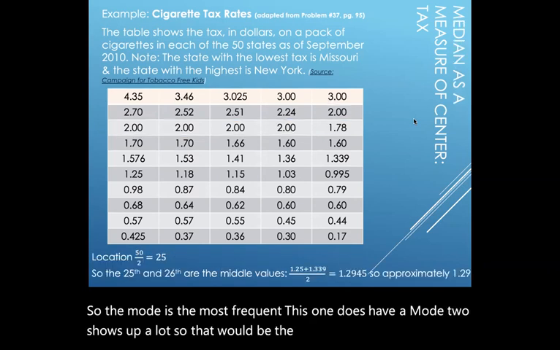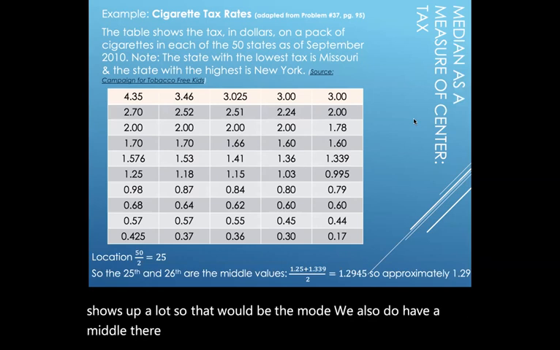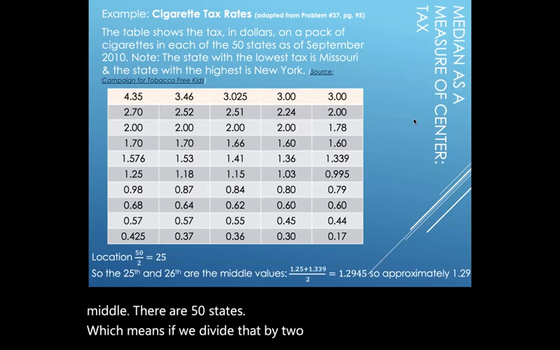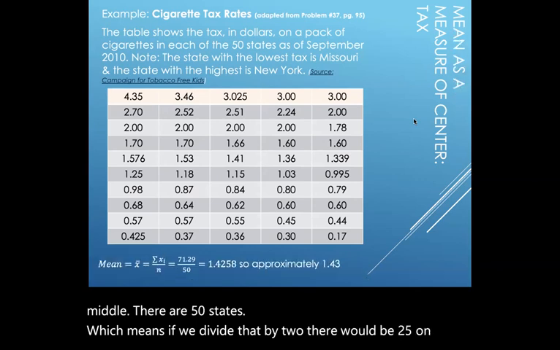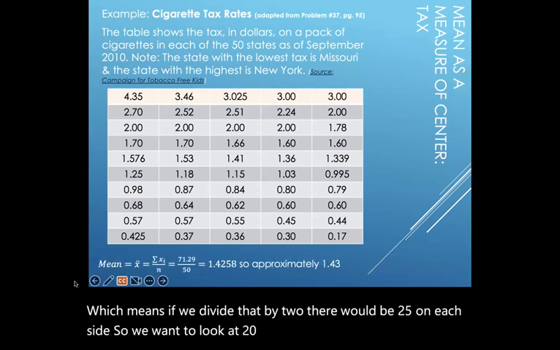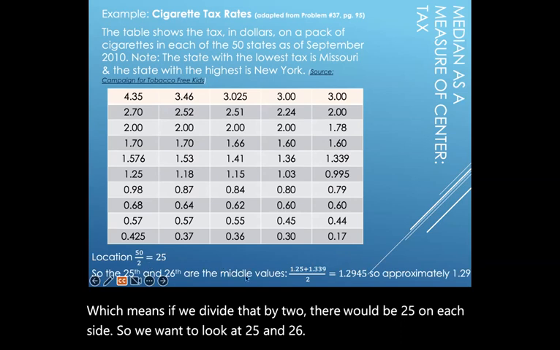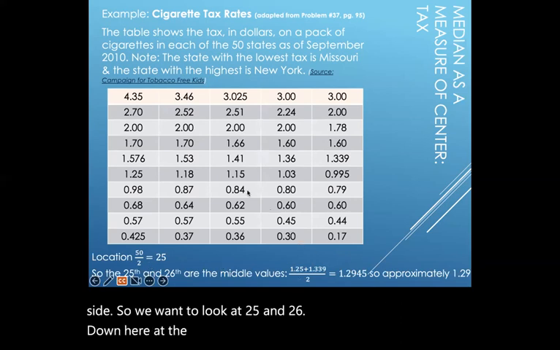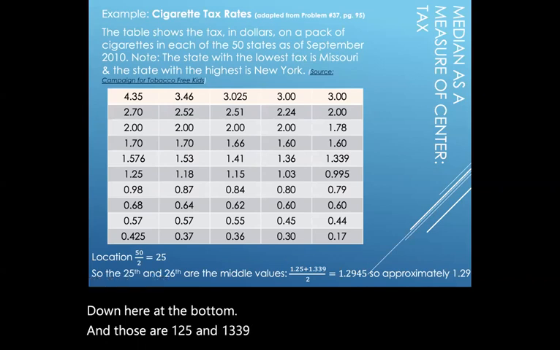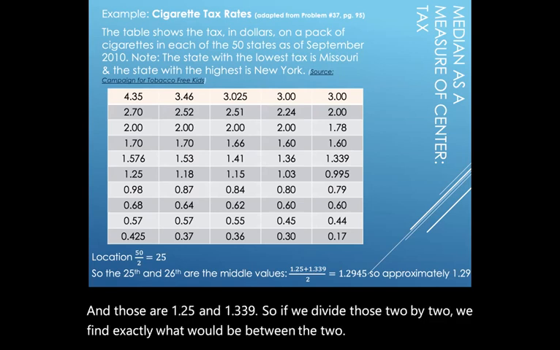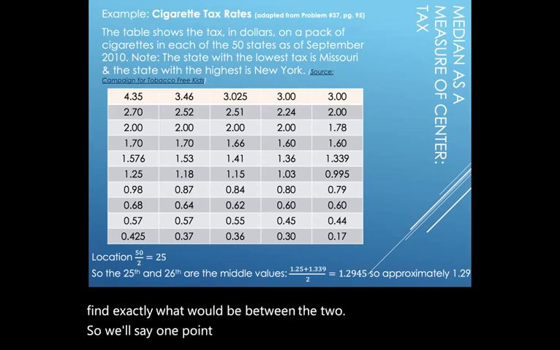We also do have a middle. There are 50 states, which means if we divide that by 2, there would be 25 on each side. So we want to look at 25 and 26 down here at the bottom. And those are 1.25 and 1.339. So if we divide those 2 by 2, we find exactly what would be between the 2. So we will say 1.29 is the median.